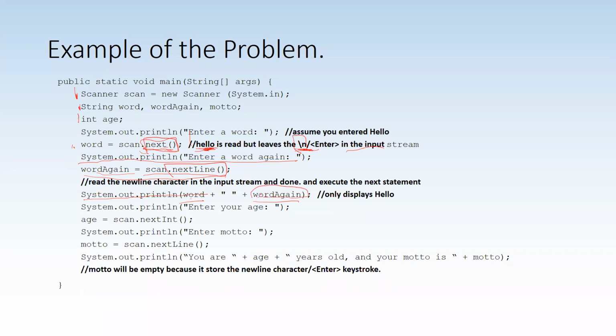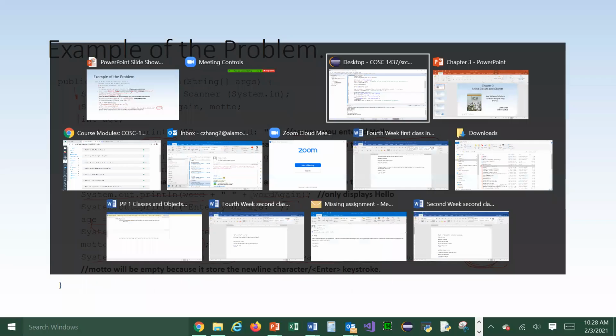And then when you print out word and wordAgain, you will only display hello. wordAgain will have nothing. It will be the new line character, so it won't display anything. And then you enter your age, nextInt. When you enter an age, you enter 25, for example. You press enter. 25 will go into age. The enter key will once again stay in the input stream. And so when you say enter a model, this will read the new line character in the input stream. So when you print out you are and your model is, model will have nothing. It will be a new line character. That's the problem. So let me show you.